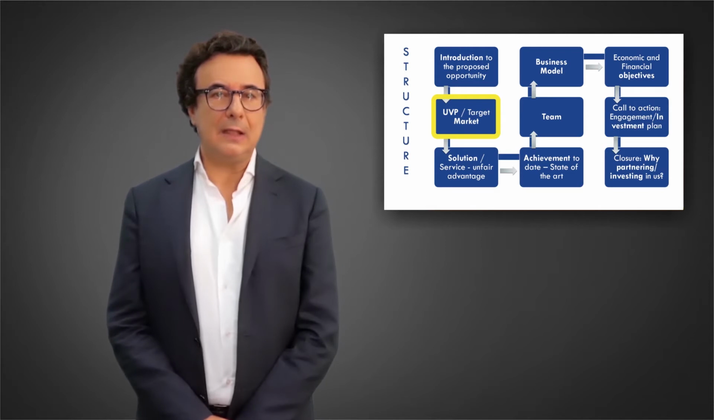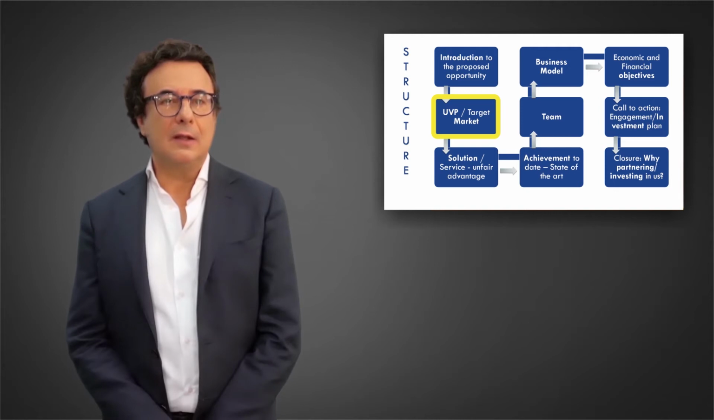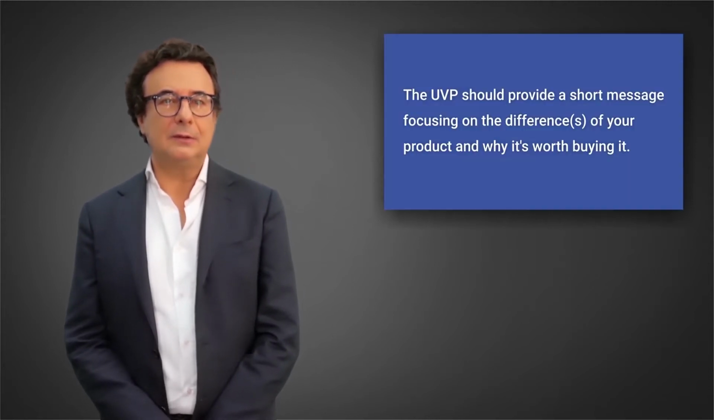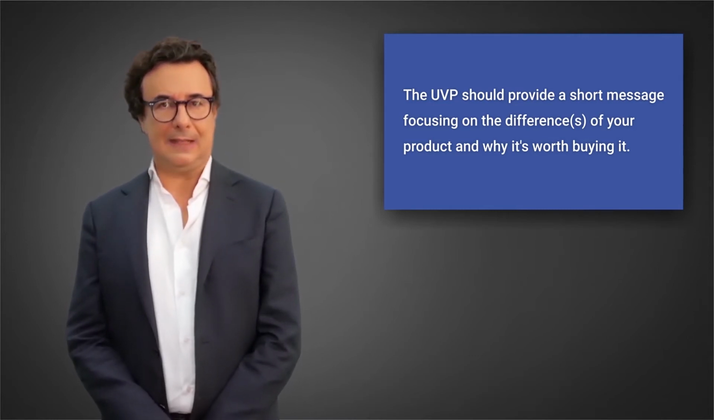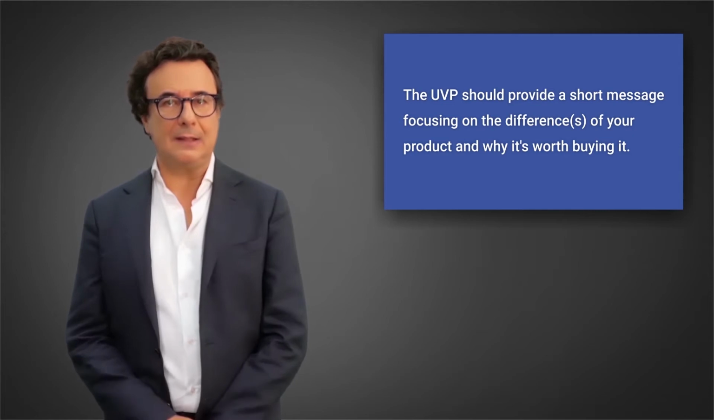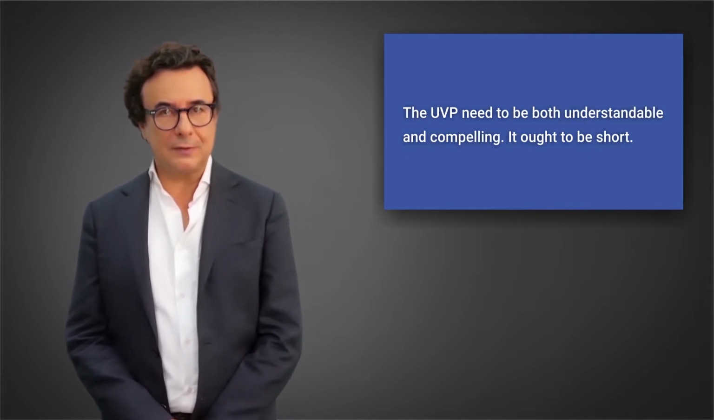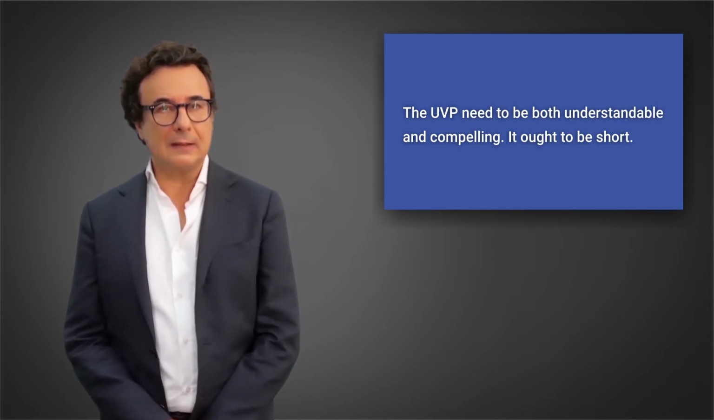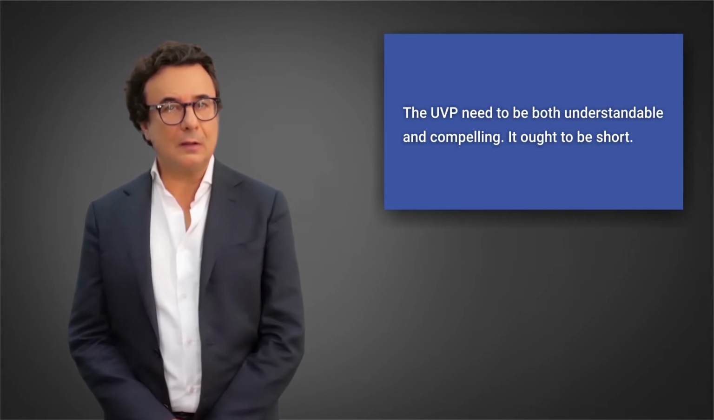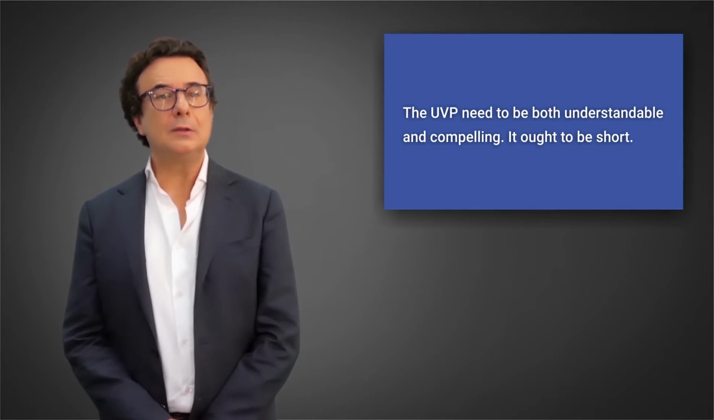Then you should illustrate your unique value proposition, showing how much better your solution is than what is currently available. Don't use generic statements like being faster or cheaper. Use facts and data instead, allowing the audience to make comparisons. For example, your test demonstrated that life cycle costs will be 10% less than others. State this. The unique value proposition should provide short messages focusing on the differences of your product and why it's worth buying instead of your competitors. It needs to be both understandable and compelling. It ought to be short.